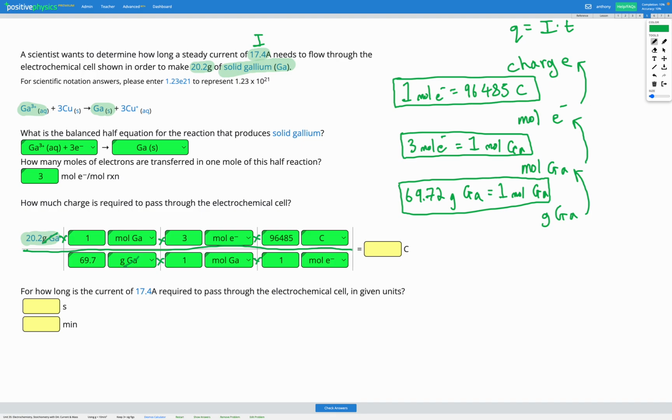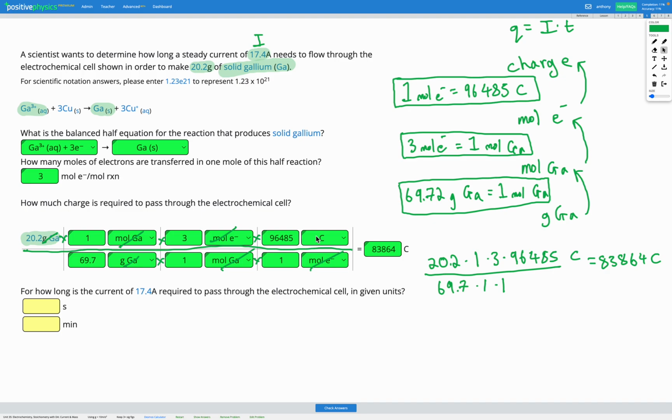Grams of gallium will cancel out, moles of gallium will cancel out, moles of electrons will cancel out, and we're left with coulombs, which is our goal. So that gives us 20.2 multiplied by 1, multiplied by 3, multiplied by 96,485 coulombs divided by 69.7 multiplied by 1 multiplied by 1. If we put that onto our calculator, we get an answer of 83,864 coulombs of charge. Let's go ahead and fill that in here. 83,864 coulombs of charge. Awesome.